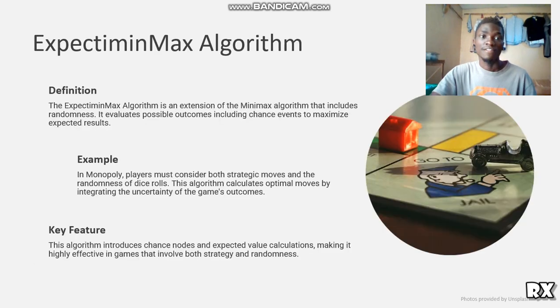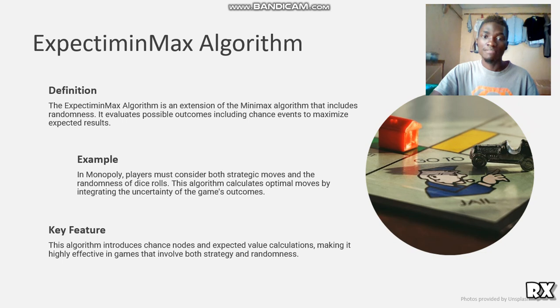Then the expectiminimax algorithm. This is an extension of the minimax algorithm, only that this one includes randomness. It is not like in minimax, where it is not random. Take for example Monopoly. Let us say player X is the maximizer. He has several decisions, but those decisions are determined by the dice rolls that he or she gets.